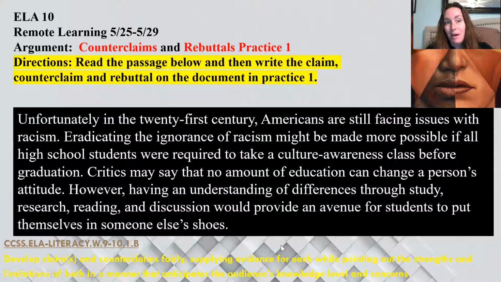All right, you have 3 sentences there. You need to find the claim, counterclaim, and rebuttal, which are 3 different things. I hope you can figure this one out. So go ahead and pause the video and go figure that out and paste them into the right areas.